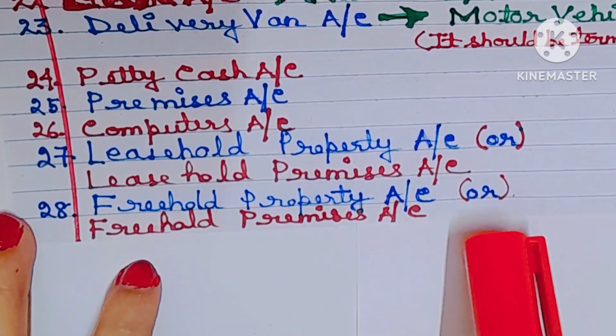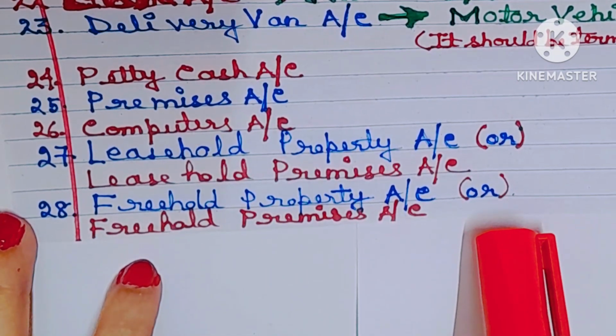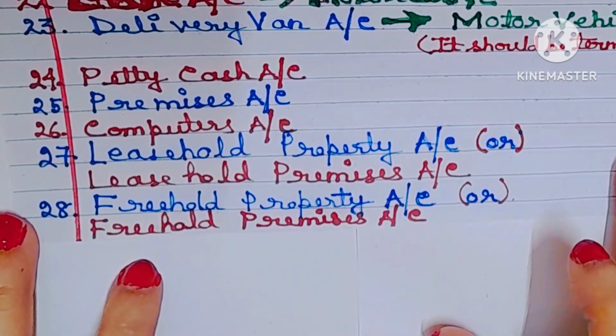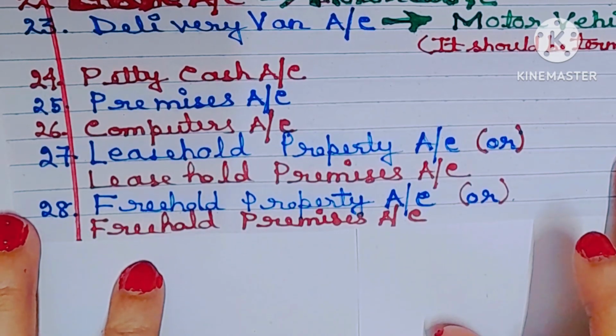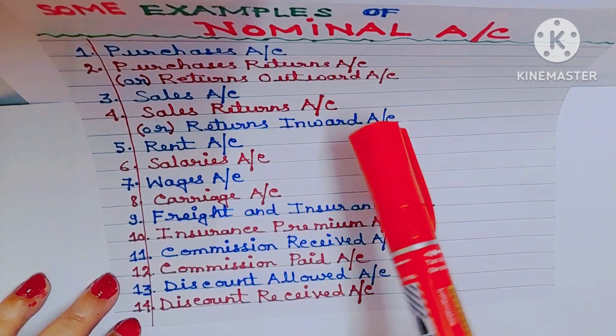Freehold property or freehold premises means duration or holding of land or property for life. Okay? Understood? Now let's see the list of examples of nominal account. So here are some examples of nominal account.